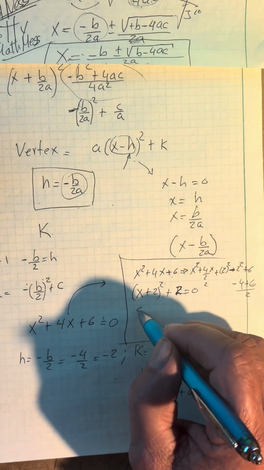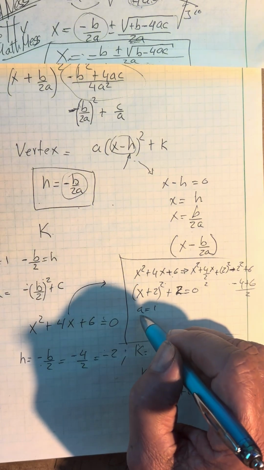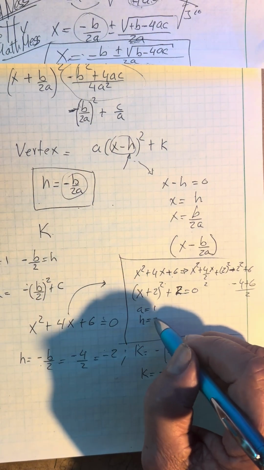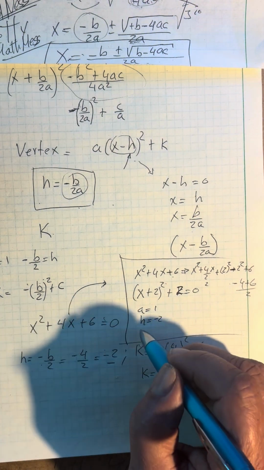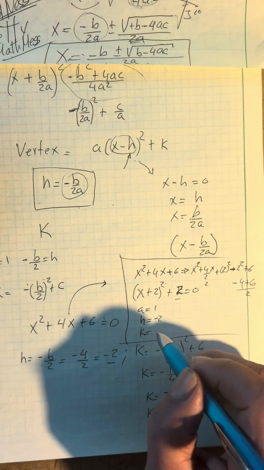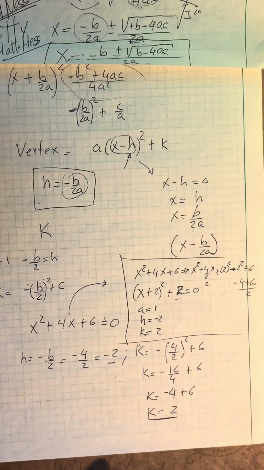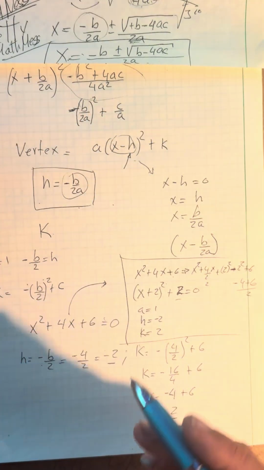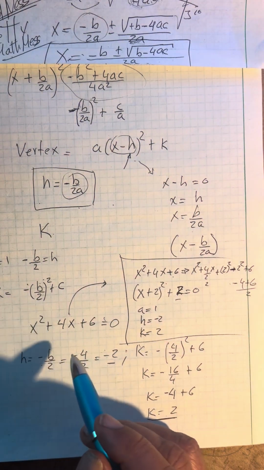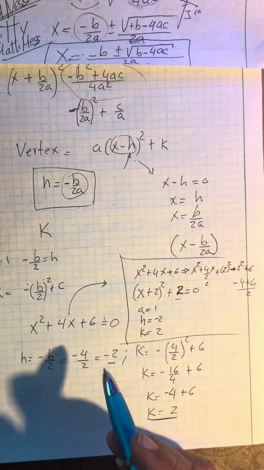And so from here, a is equal to 1, which is correct. From there, h is equal to minus 2, which is correct. And k is equal to 2, which is correct. So that's it. If you want to find the vertex form of a trinomial polynomial, you can use the formulas, and you have them there.